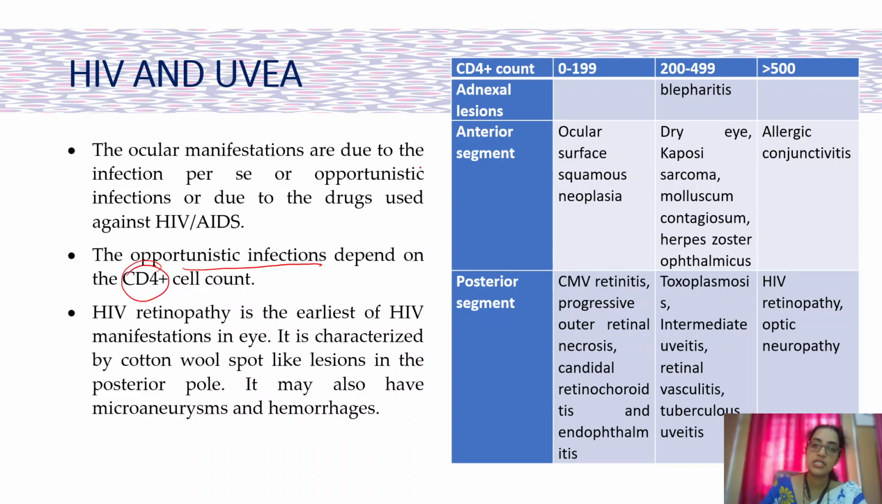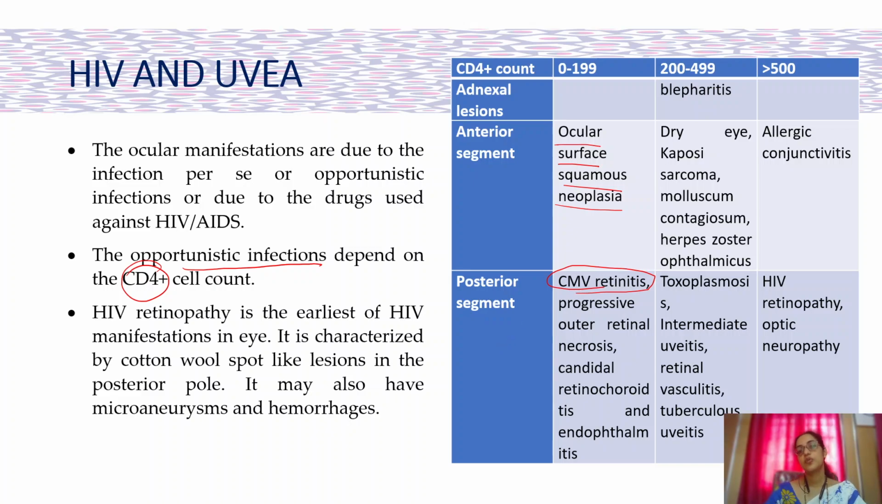Based on this, we have a table here which says that from 0 to 199, the CD4 count is very low. They are prone to developing ocular surface squamous neoplasias. In the posterior segment, most commonly CME retinitis, progressive outer retinal necrosis, and candidal endophthalmitis.